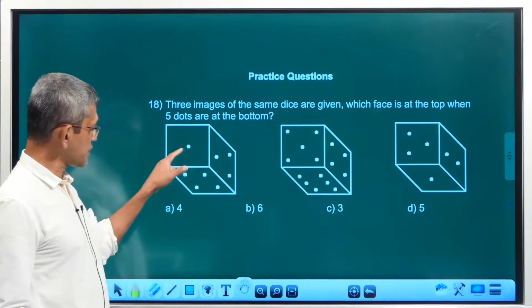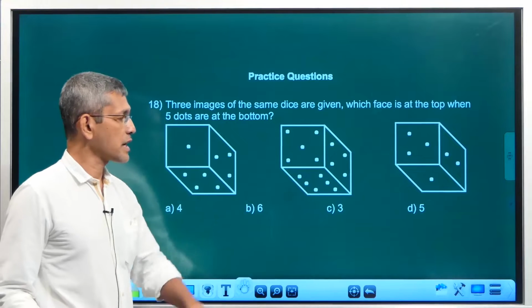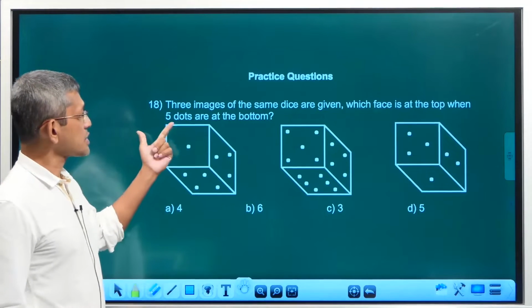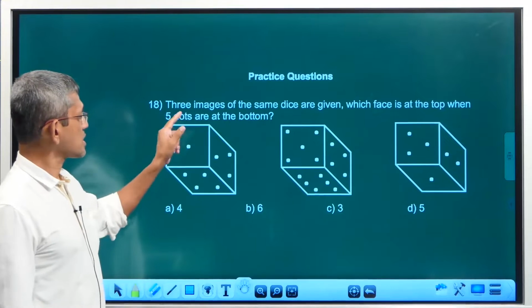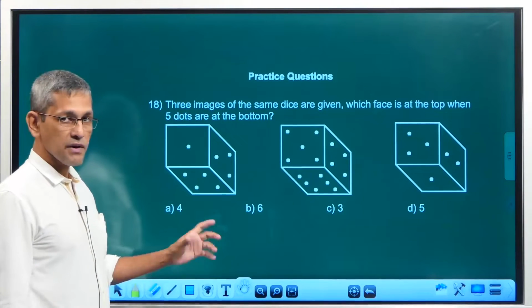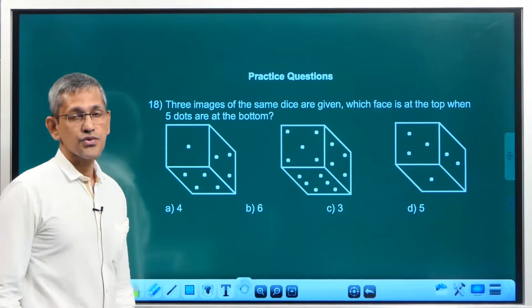So count it: 1 dot, 3 dots, 4 dots. Here it's 5, 6, 4, etc. So what is the question? Which face is at the top when 5 dots are at the bottom? So 5 at the bottom, which is at the top? So which is opposite to 5? That's the question. So try that.